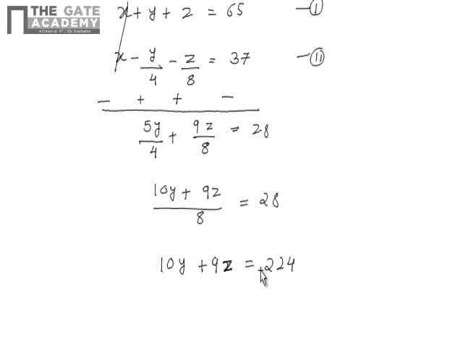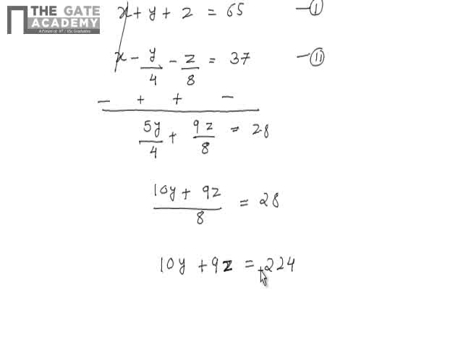For the minimum possible value, you can start from 0, then take 1, but you need not solve from 0. You can start from the options also. The minimum option given is 4, then 5, then 6, 7. Suppose you put 4, so 9 fours are 36. Then you find out the value of y. The values of y and z should be whole numbers, because the number of questions cannot be a fraction. So you can solve by options also, no issues in that.